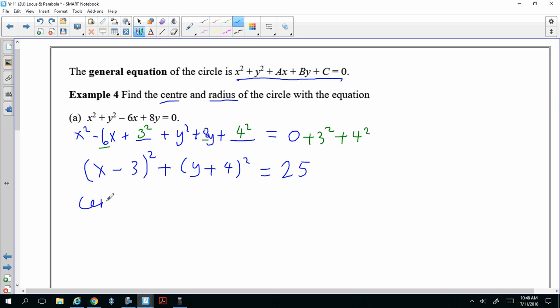So Anthony, what's the center? Well, just look at it. Center. Yep, and the radius? 5. Okay, can you try the next one?